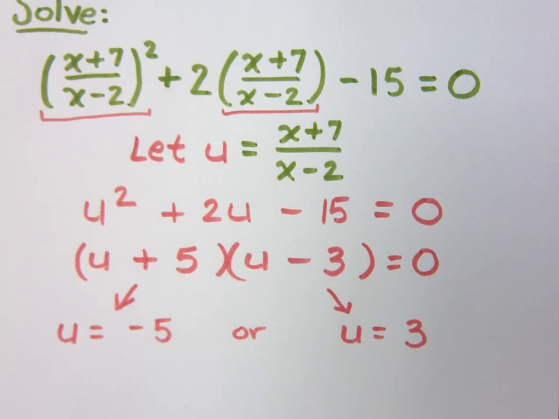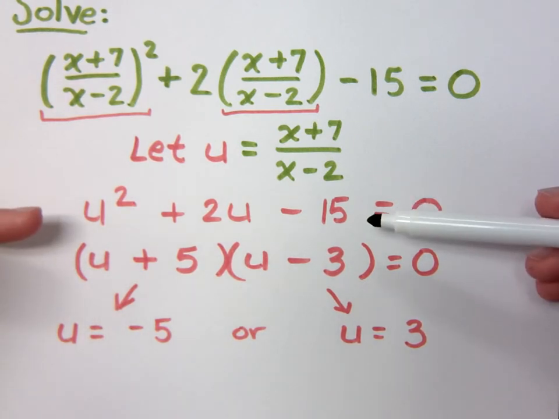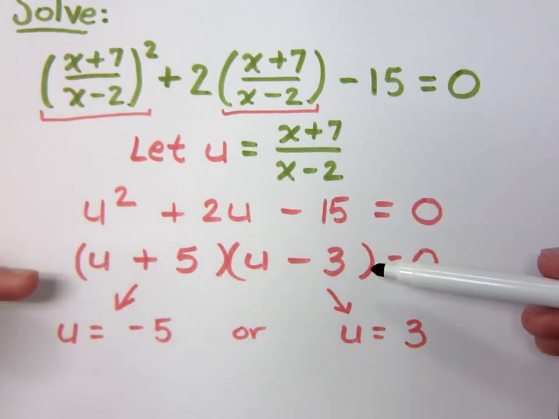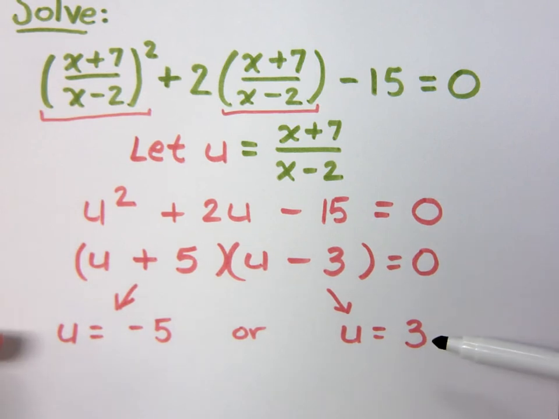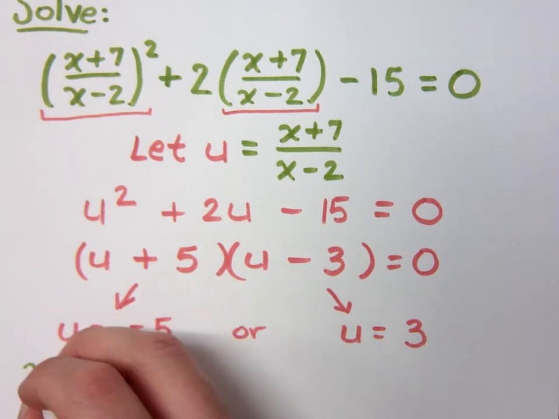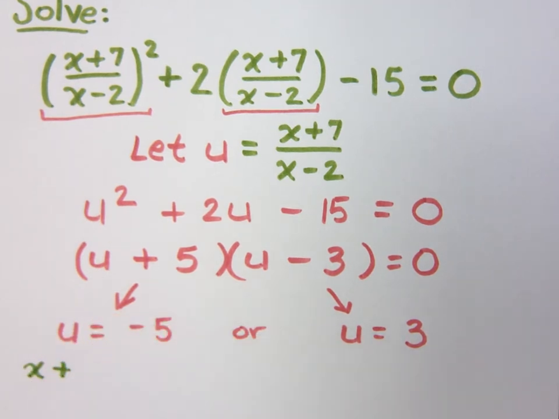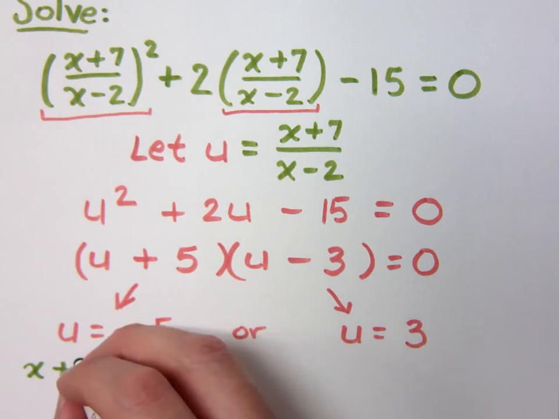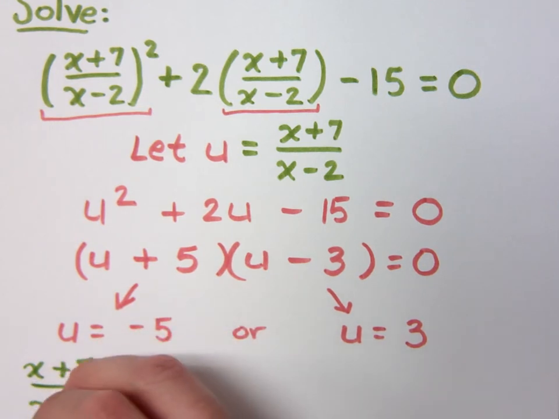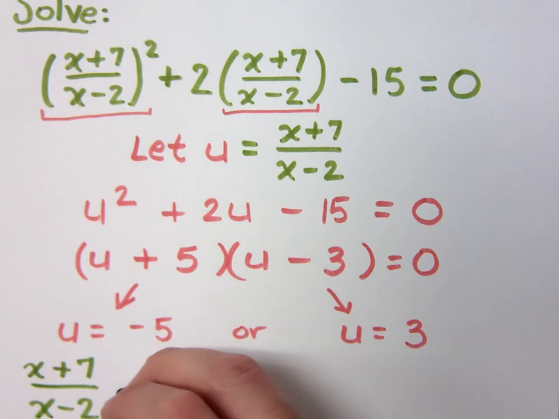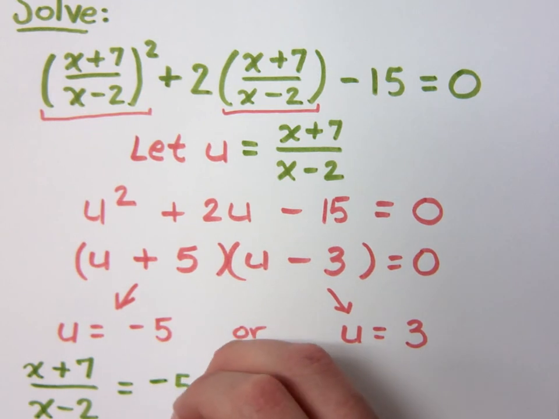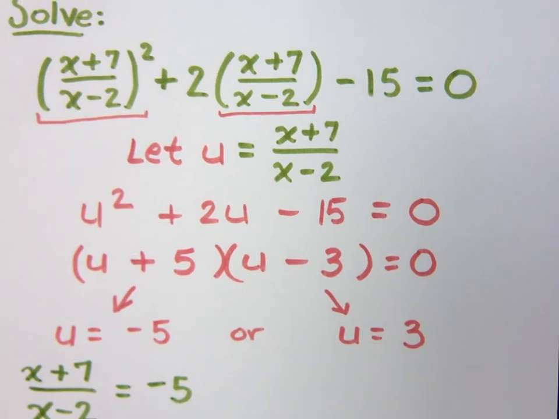So here's the thing. I went into my little u world so that it was easily factorable and I could solve this guy. However, I started with x. It's time to go back now. I do not set the variable to -5. I set this variable expression equal to -5.